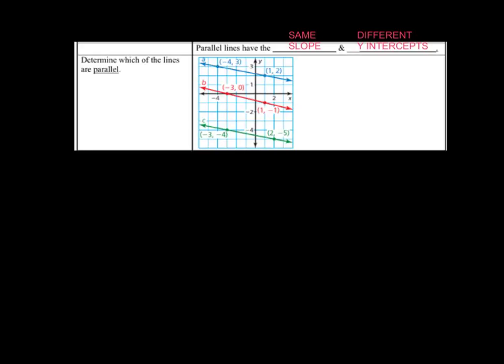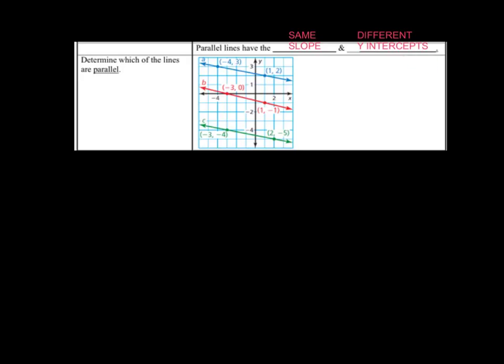This is the 4.4 Day 1 notes. We started talking about parallel and perpendicular lines. We've talked briefly about this before, but this is when we're actually starting to prove lines parallel and perpendicular using their slopes. So parallel lines are going to have the same slope and different y-intercepts.